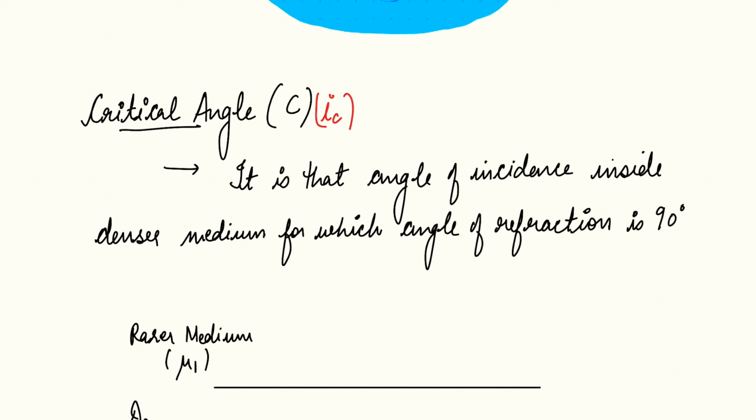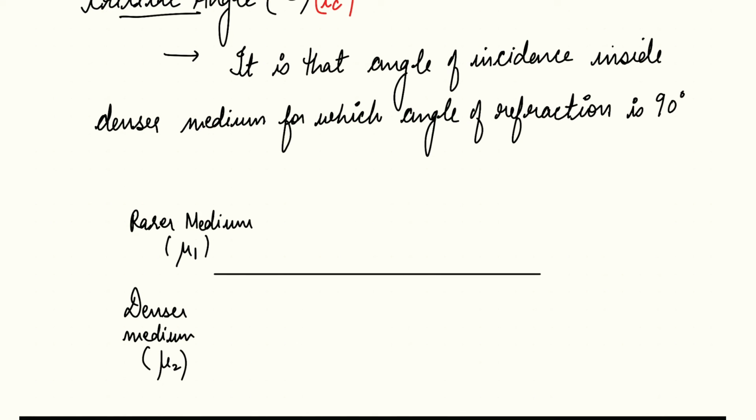Very good. Okay, so let's very quickly see here. Let's say I have this interface over here. Below this interface I have a denser medium, and above this I have a rarer medium. All right, great. So according to the definition, it is that angle of incidence inside denser medium, right? So basically I have to start from the denser medium. So I have started from the denser medium. Let's say this is my incident ray I R, right? And let's say this point is some A, right? Okay, next step, very quickly I will make the normal here. Great.